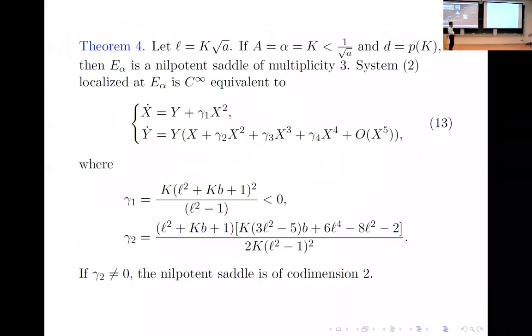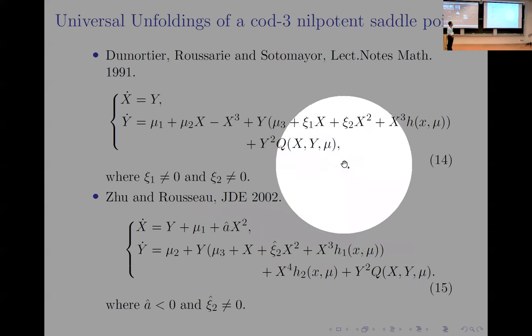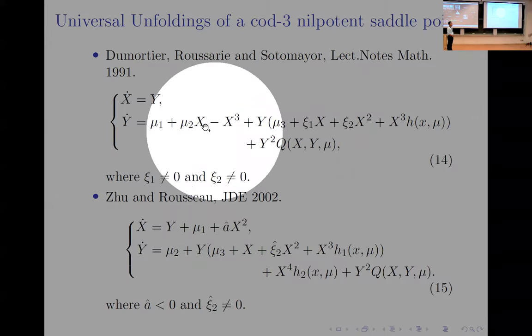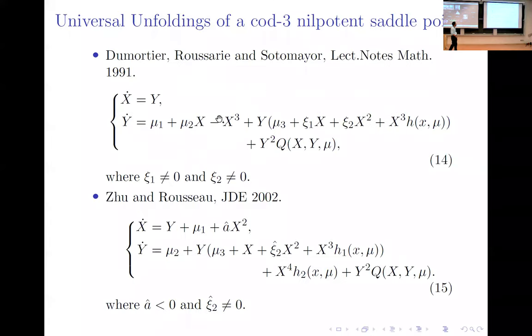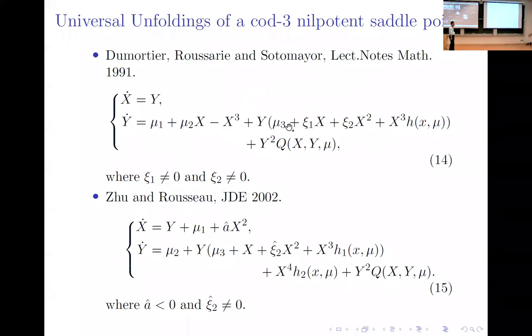And then we want to perturb the system and develop an unfolding for this nilpotent saddle of codimension 3. Before that, let's recall several universal unfoldings of the codimension 3 nilpotent saddle. The first one was proposed by Dumortier and his collaborators. This is system 14. I'm sorry, I have a typo here: the coefficient of x cubed should be plus 1. Here xi 1 and xi 2 are not 0. If they are zeros, the codimension is higher.